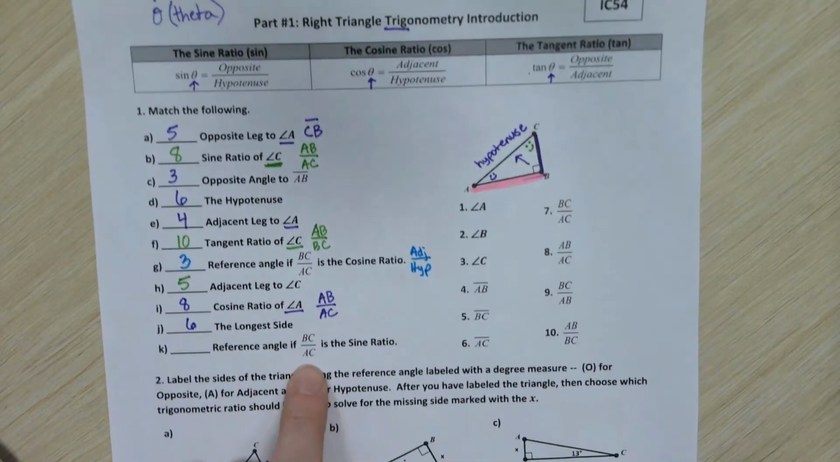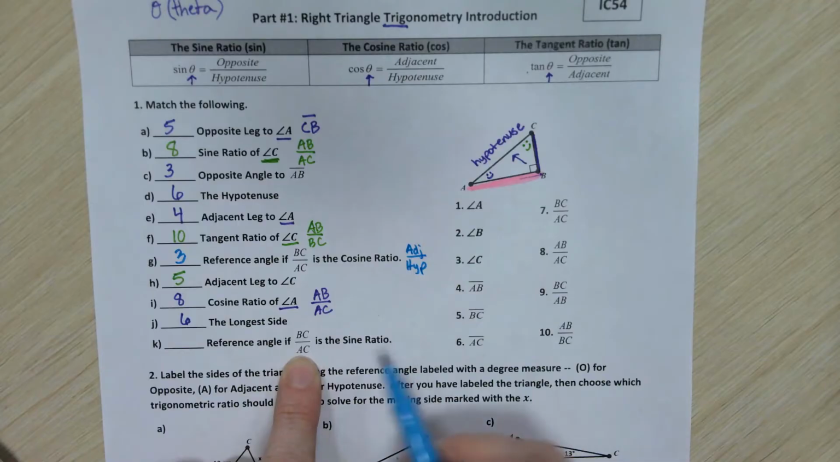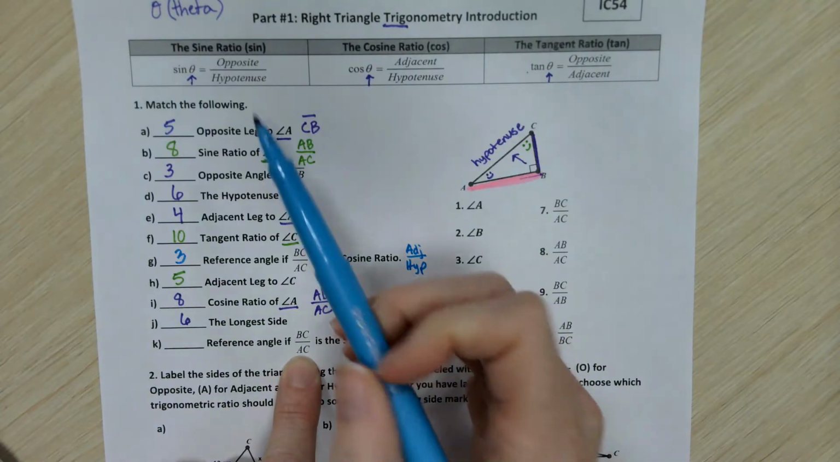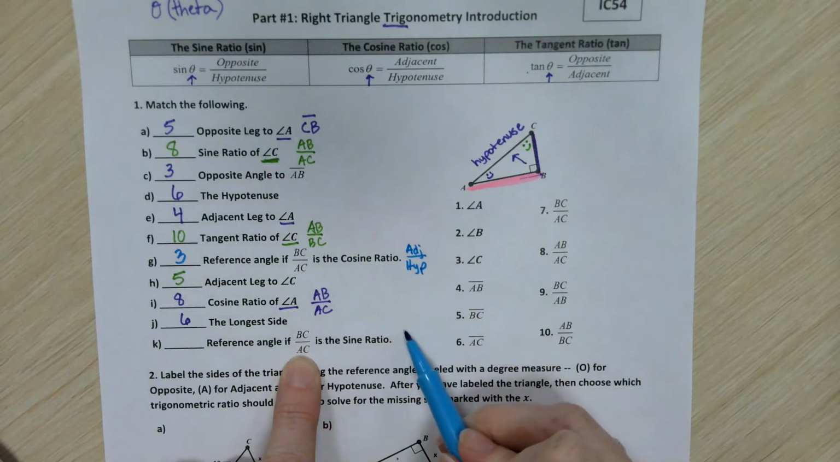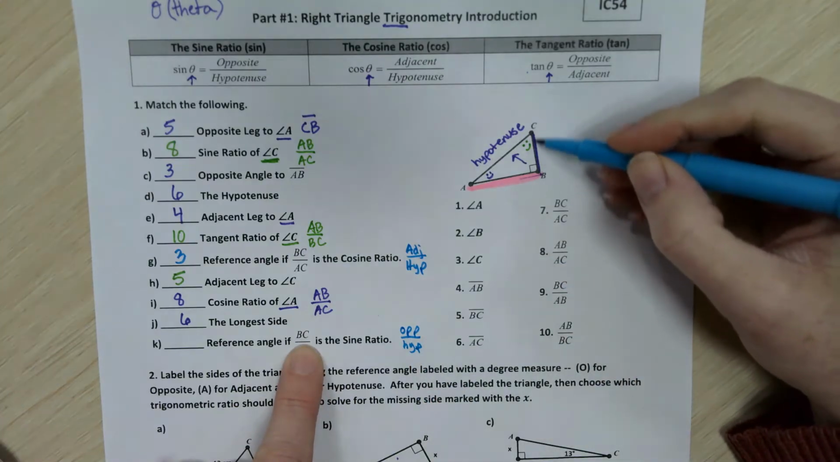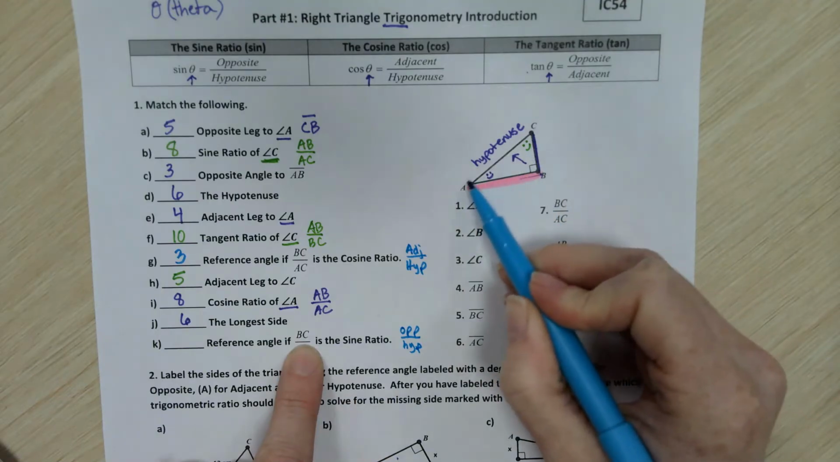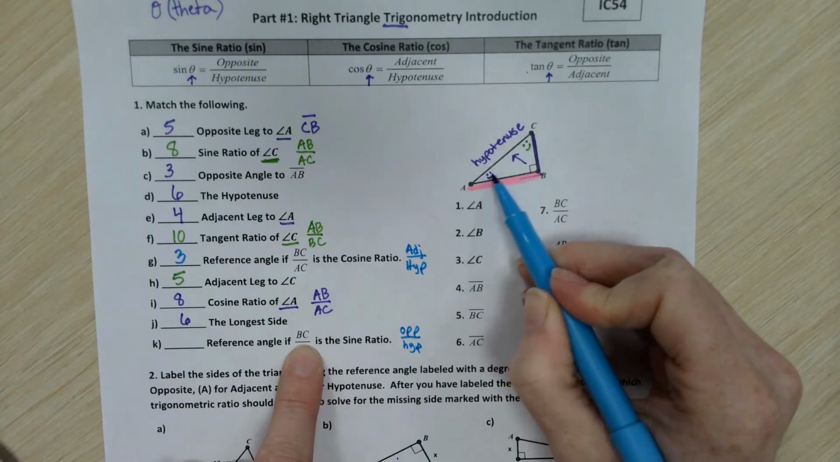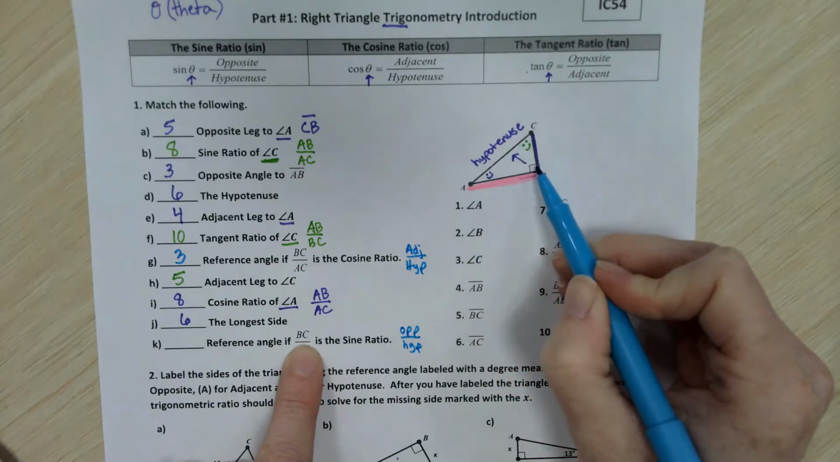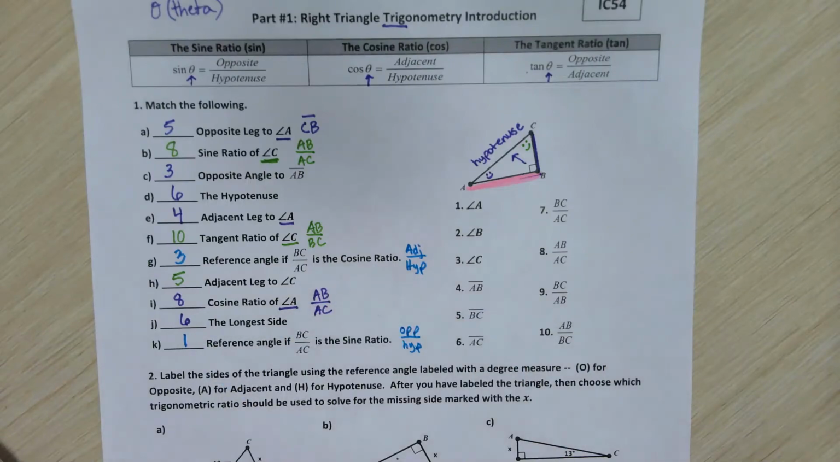All right, one more. We've got the same ratio, but this time they want to know the reference angle if this is the sine ratio. So if we peek back up at the top, sine is supposed to be opposite over hypotenuse. So again, that denominator doesn't help us, but if we think about BC as being the opposite side, now that forces me to use angle A as my reference angle, because then BC would be on the opposite side of that triangle. Angle A is option 1.